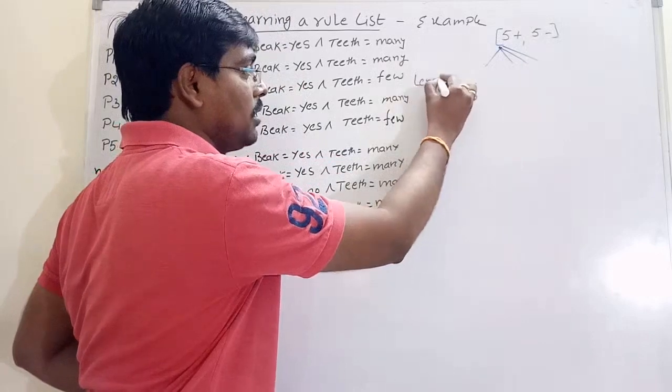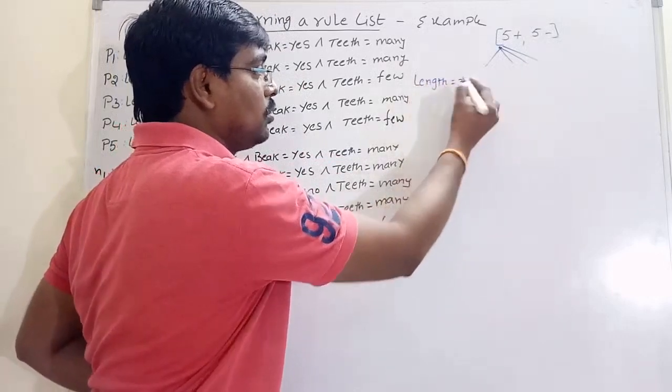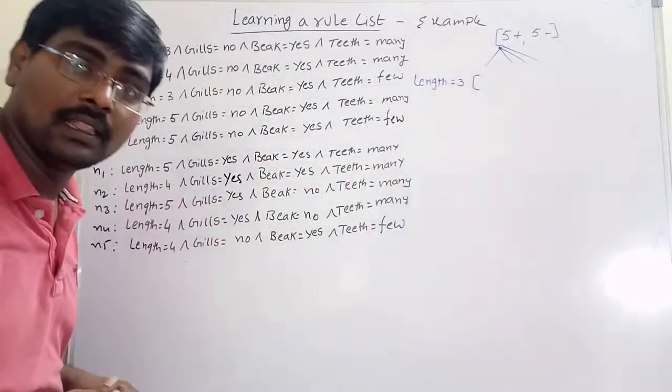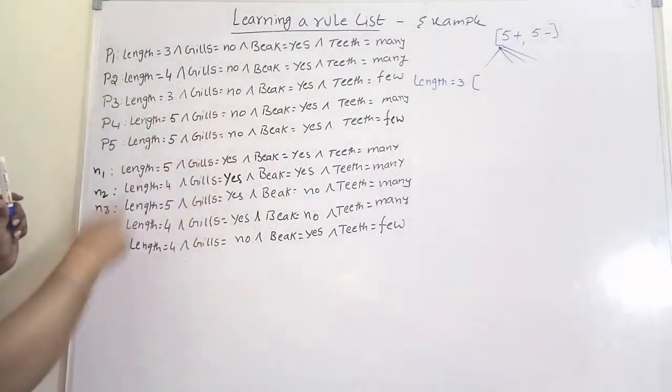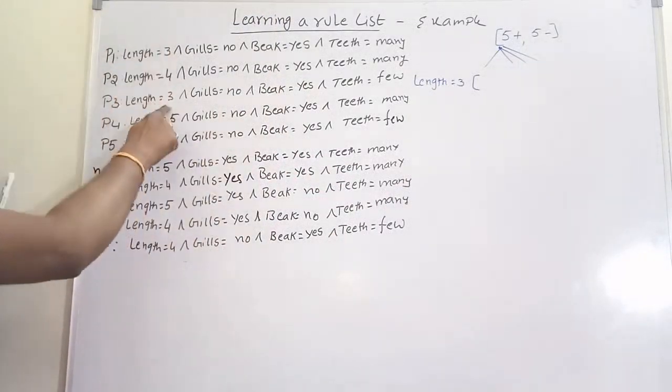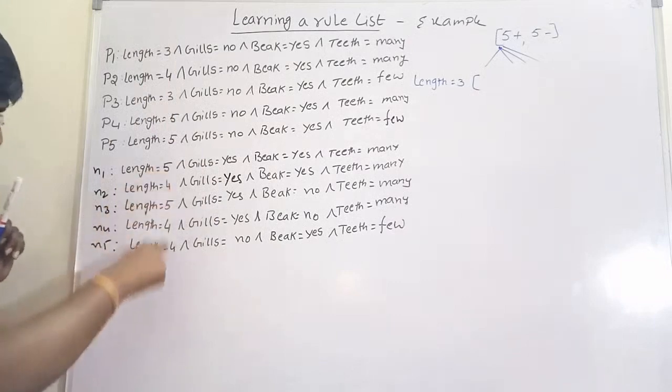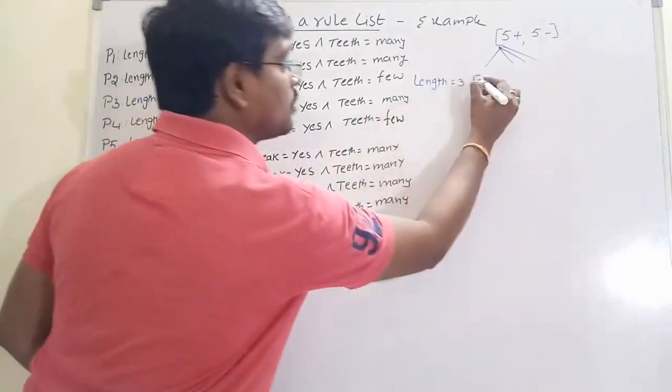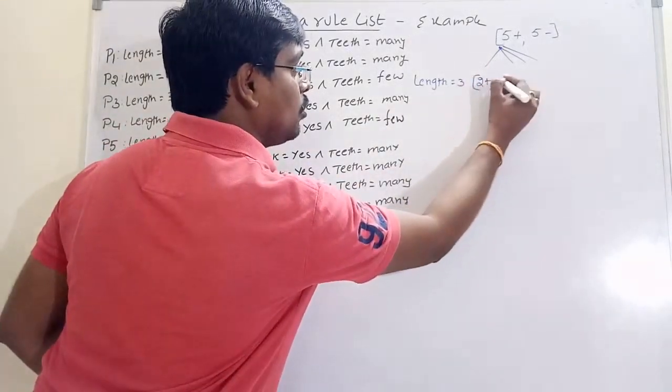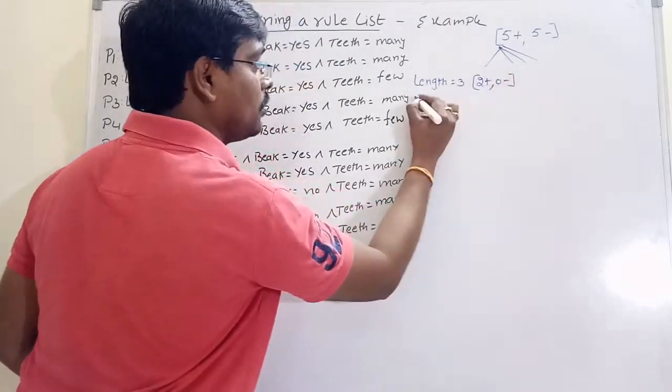First I am writing, if length is equal to 3. If length is equal to 3, how many positives? 1, 2. 2 positives and 0 negatives. So length is equal to 3: 2 positive, 0 negative.